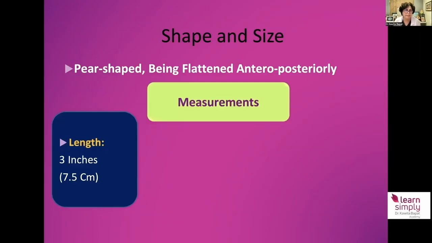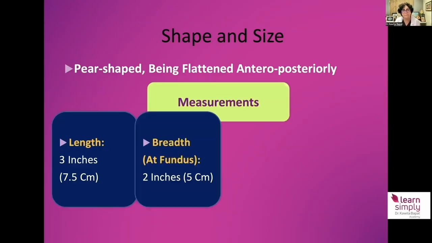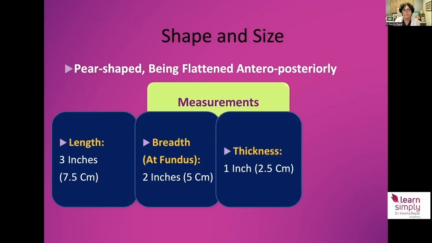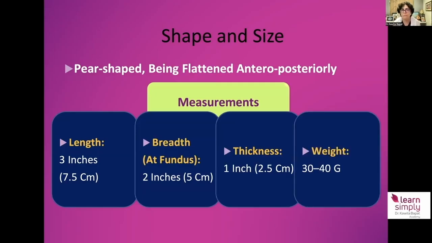So measurements: length is basically 7.5 centimeters. Breadth at the fundus is 2 inches, that is 5 centimeters. Thickness is 1 inch, that's 2.5 centimeters. And the weight of the normal uterus is 30 to 40 grams. Whenever we talk about vaginal surgery courses, the weight of the uterus is a prime thing. What is the weight, what is the volume, are we able to deliver it from below or not? The weight is so important. All the measurements are also important when we do a vaginal hysterectomy.